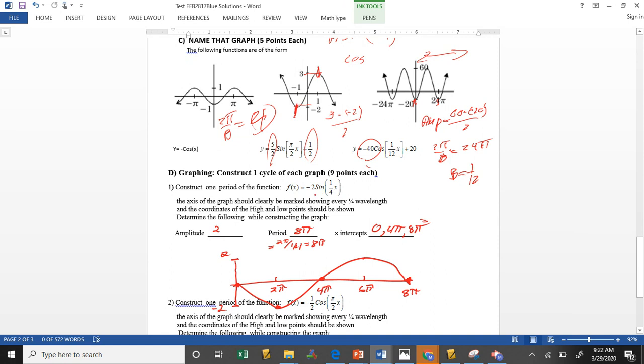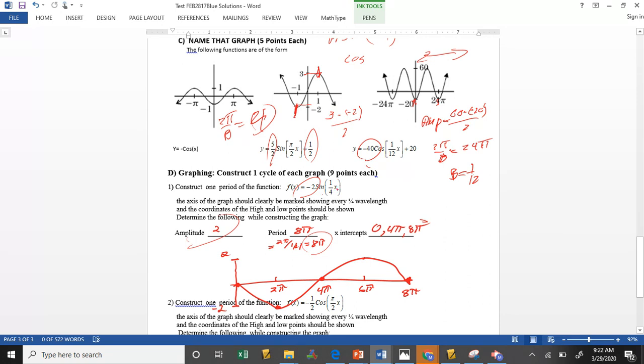So let's take a look at the graphs. Construct one period of negative sine of 1/4 x. You were asked to find all these things. The amplitude right there is a. It's never negative. It's the absolute value of a. The period is 2 pi divided by 1/4, which is 2 pi times 4, which is 8 pi.